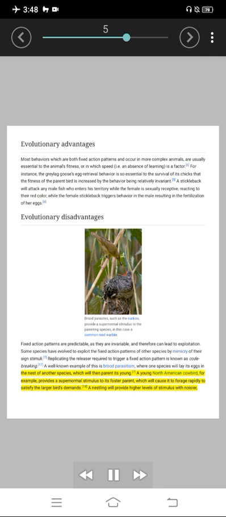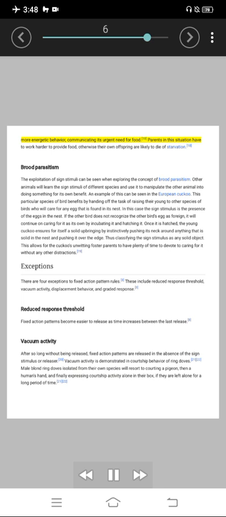A young North American cowbird, for example, provides a supernormal stimulus to its foster parent, which will cause it to forage rapidly to satisfy the larger bird's demands. A nestling will provide higher levels of stimulus with noisier, more energetic behavior, communicating its urgent need for food. Parents in this situation have to work harder to provide food, otherwise their own offspring are likely to die of starvation.